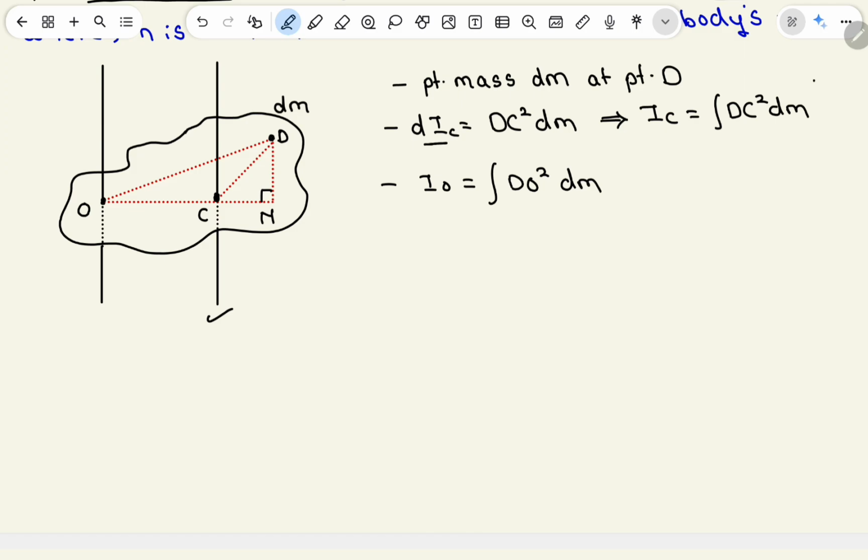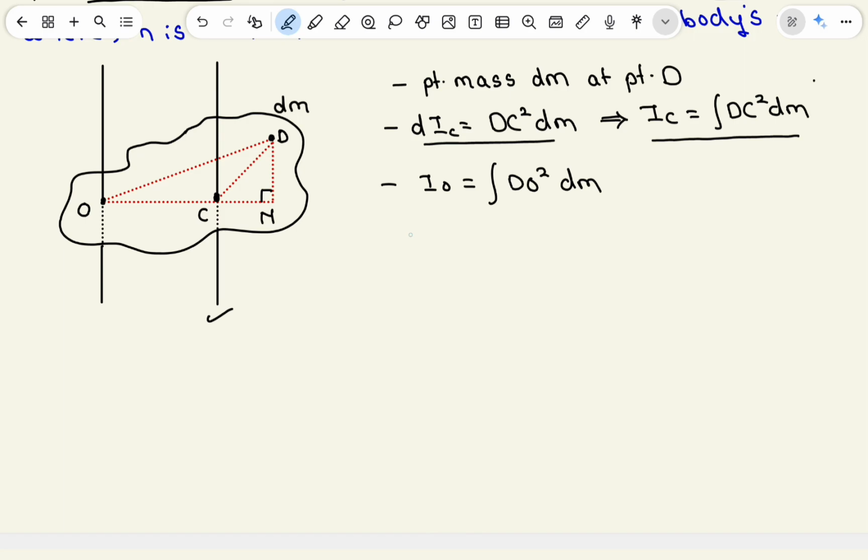It can be written as dIC is equal to dC square into dm. dC is the distance between the axis of rotation that is passing through center of mass and the point particle dm. Therefore, the total moment of inertia about an axis passing through center of mass will be integral dC square into dm. We add the small dICs, that is integrate, to get the total moment of inertia IC about an axis passing through center of mass. C is nothing but center of mass.